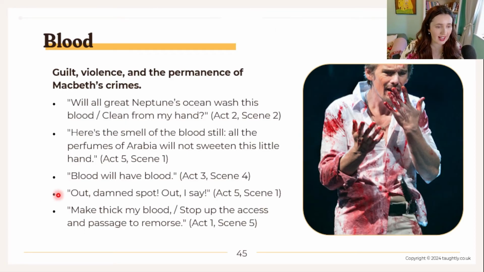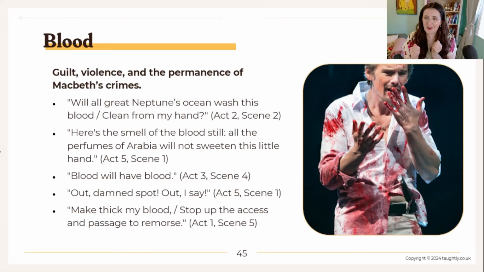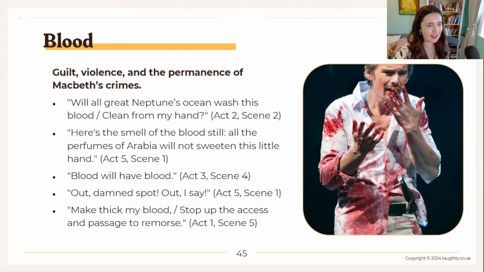She likewise says, "Out, out, damned spot, out I say," as she hallucinates and sees blood on her hands. Macbeth also says, "Blood will have blood." This idea of once you start to kill, you can't stop. I mean, you have to cover up that crime. So blood will have blood. And Lady Macbeth says, "Make thick my blood, stop up the access and passage to remorse," when she wants to kill King Duncan. So this idea of like, stop the natural process, stop the blood in my body so that I can commit unnatural actions.